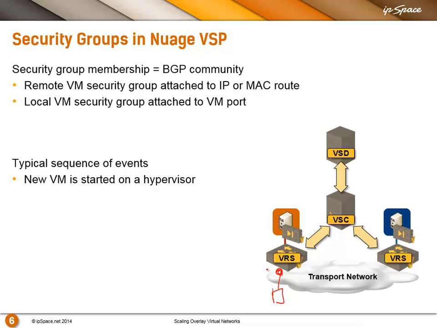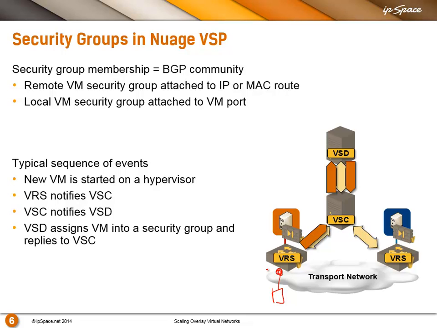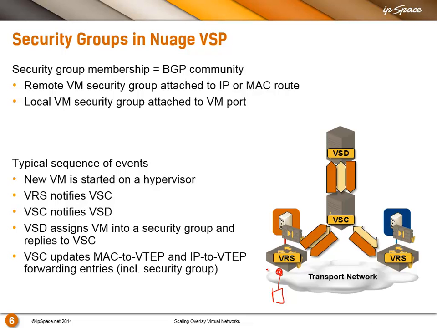Typically, you would start a new VM on a hypervisor. The VRS, the virtual switch, would notify the VSC that we have this new port active and there's a new VM on it. Then the VSC would notify the VSD and ask the VSD what to do with it. And then the VSD would tell the VSC that this new VM should go into that security group. And the VSC would update the forwarding entries on all the VRSs to implement the new security group model.